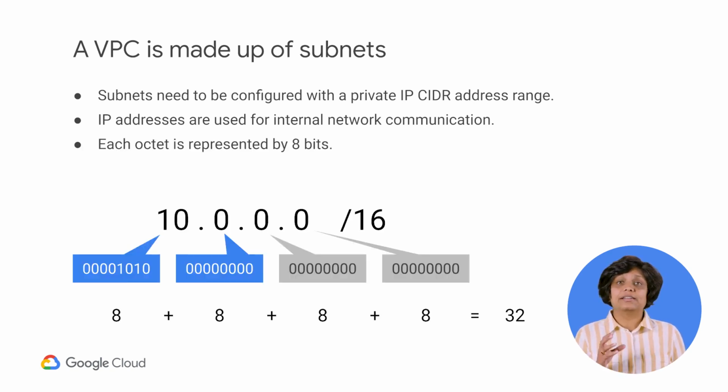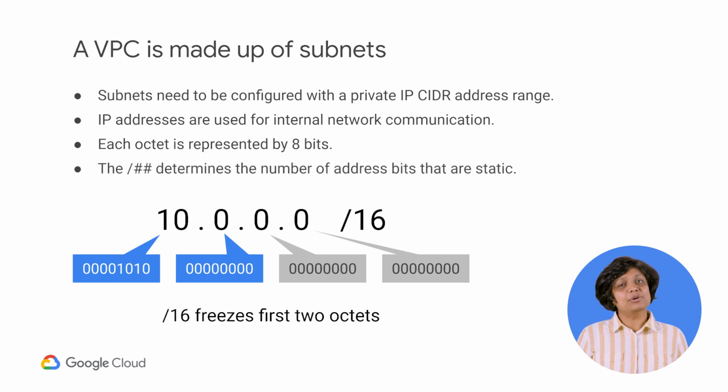Each octet in an IP address is represented by 8 binary bits, so a typical IPv4 address is 32 bits long. The number at the end of the range determines how many bits will be static or frozen. This number determines how many IP addresses are available with a CIDR address.